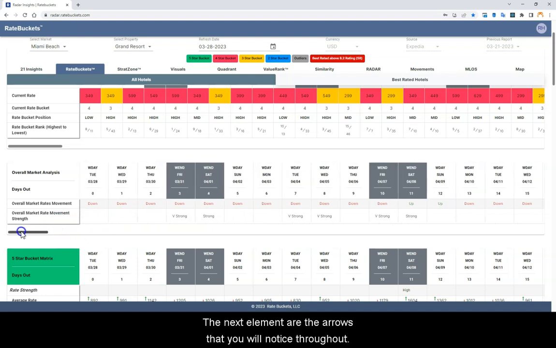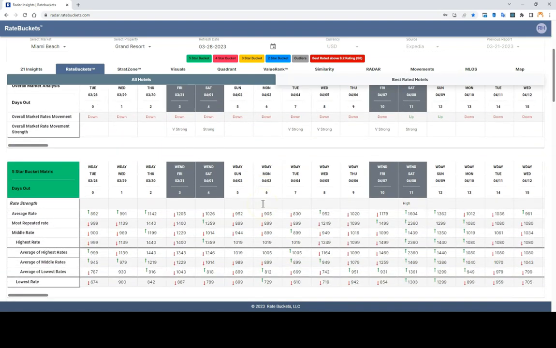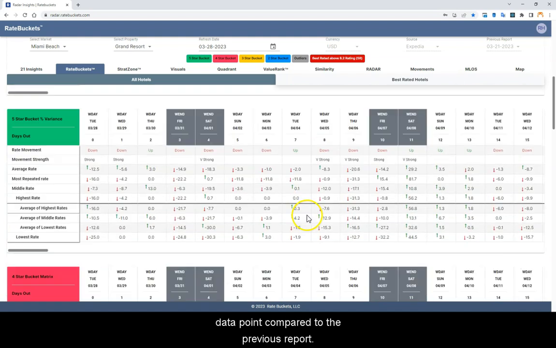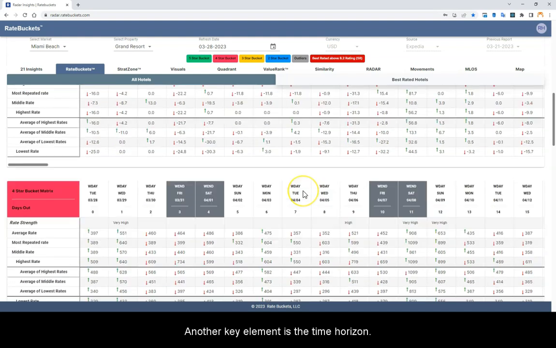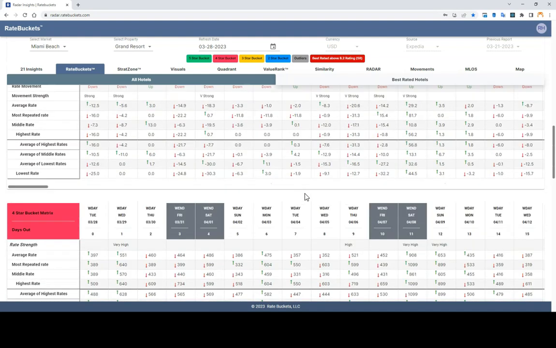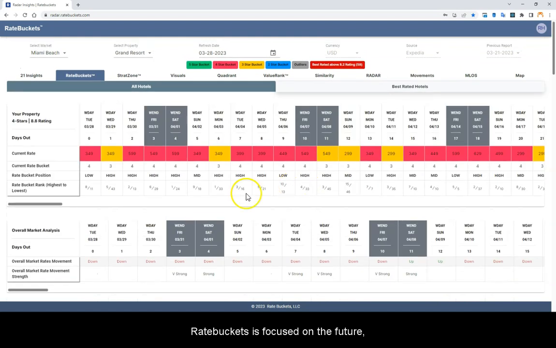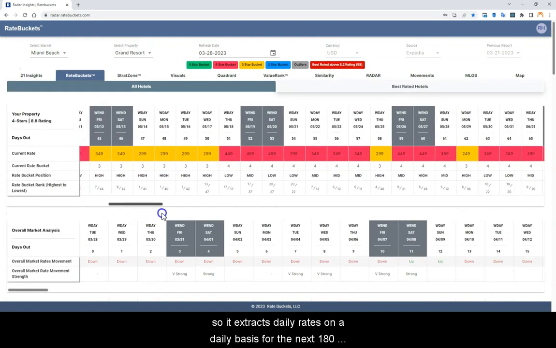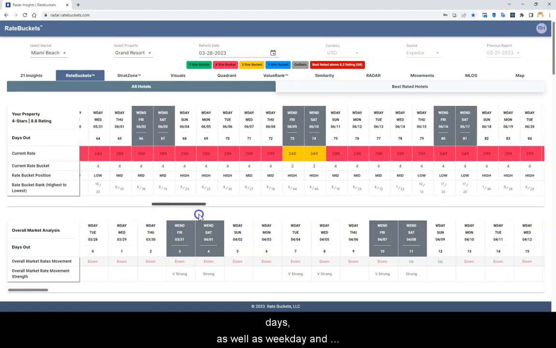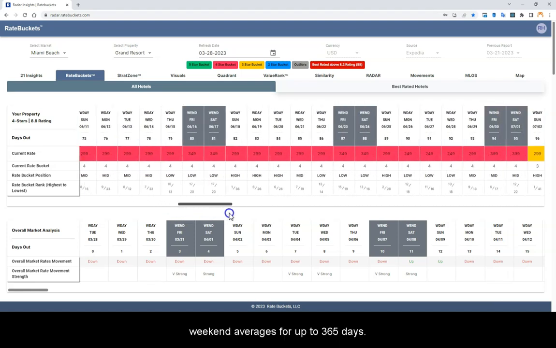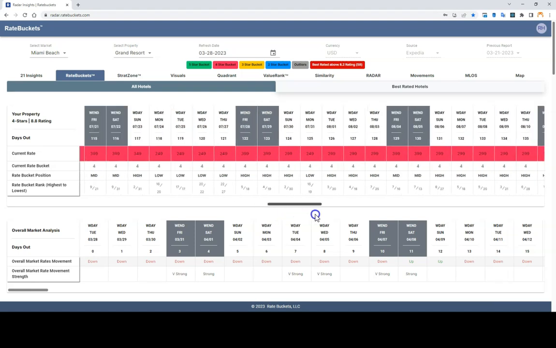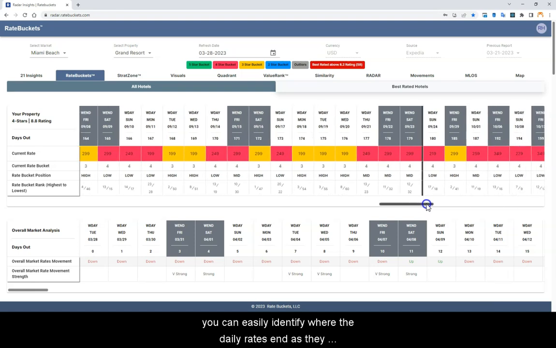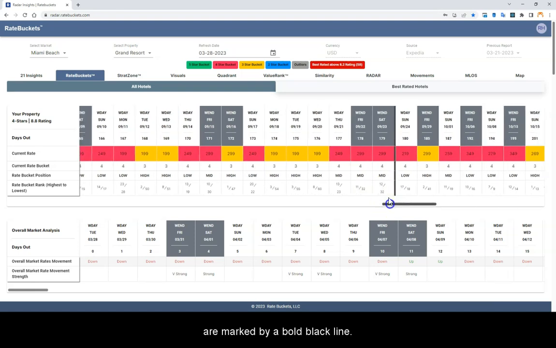The next element are the arrows that you will notice throughout. These arrows indicate the direction of change for each data point compared to the previous report. Another key element is the time horizon. Rate Buckets is focused on the future, so it extracts daily rates on a daily basis for the next 180 days, as well as weekday and weekend averages, for up to 365 days. By scrolling to the right of any grid, you can easily identify where the daily rates end, as they are marked by a bold black line.